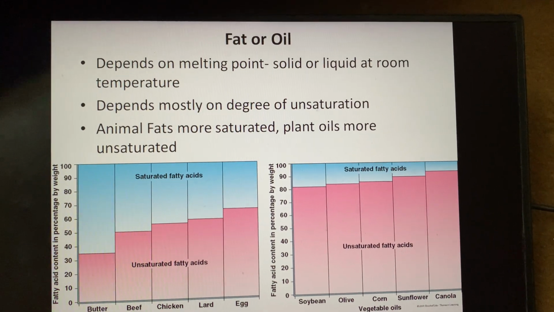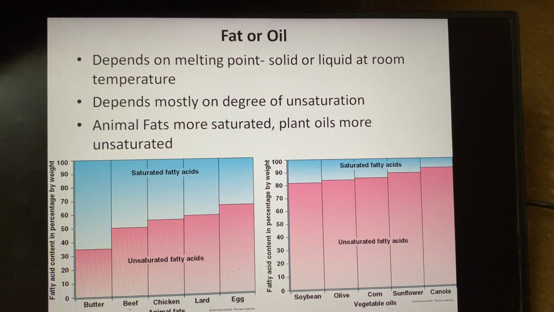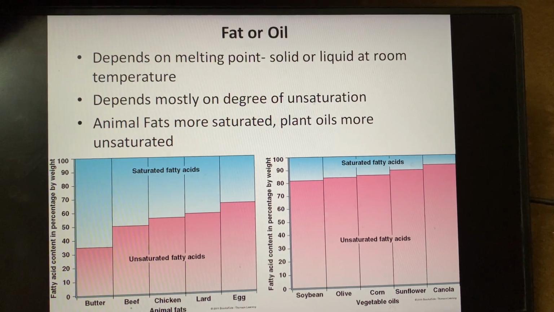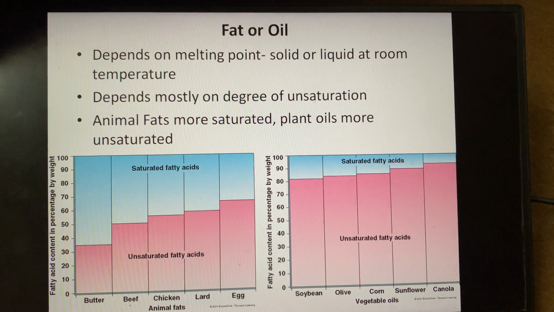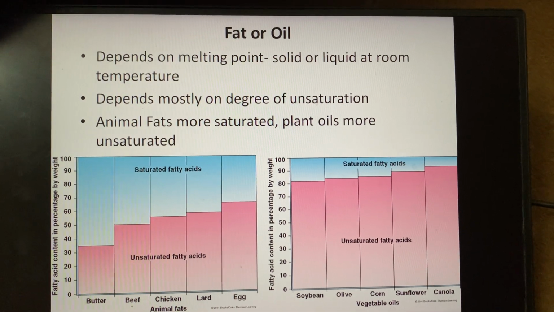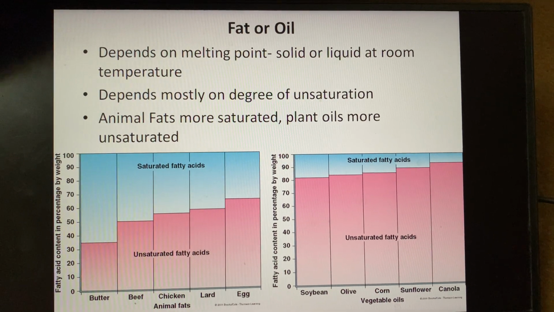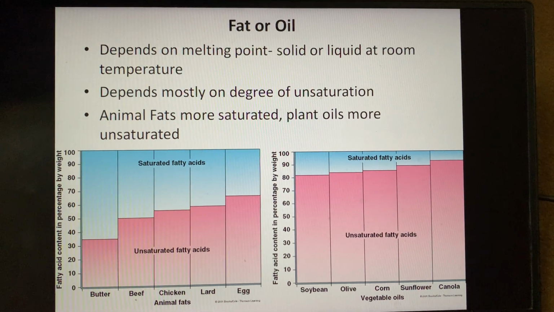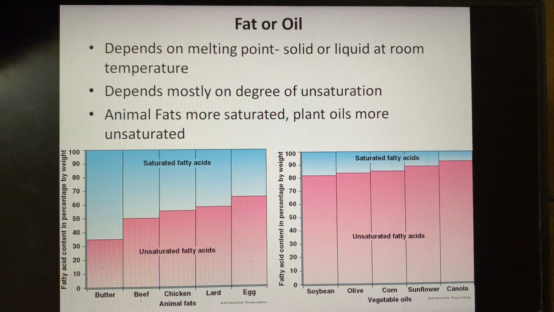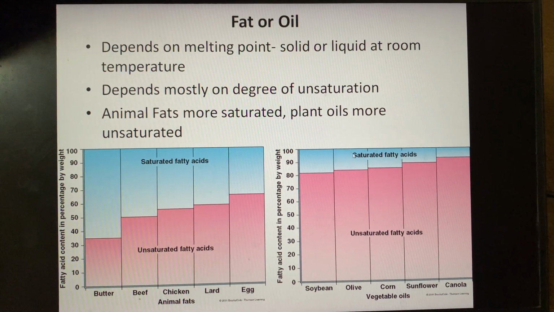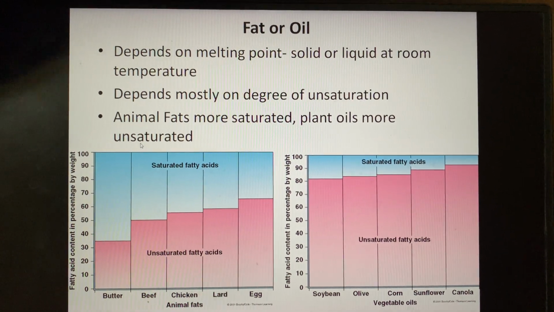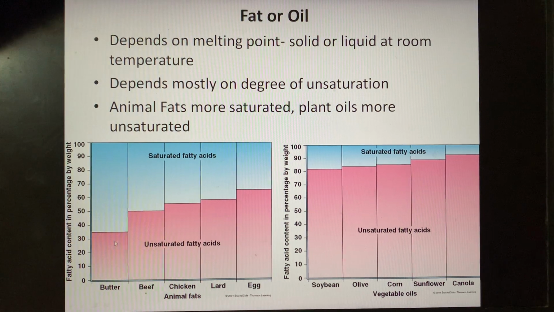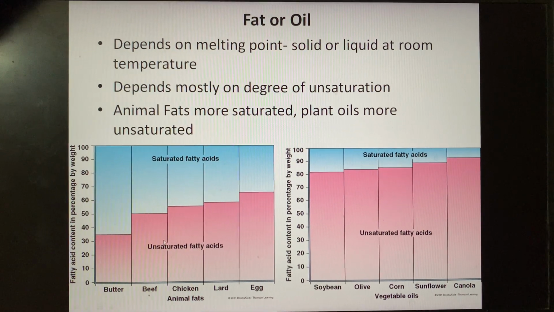Fat or oil, it depends on the melting point, or being liquid at room temperature. The difference between fats and oil is their appearance. It depends mostly on the degree of unsaturation or saturation. Animal fats are saturated ones, however plant oils are mostly unsaturated ones. For unsaturated fatty acids, the melting point is very low.